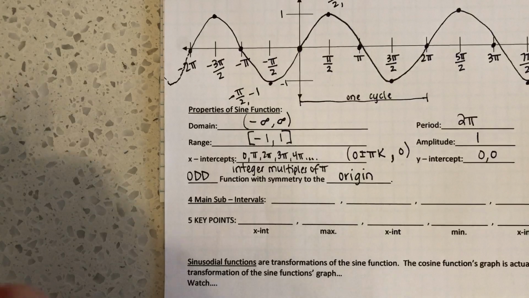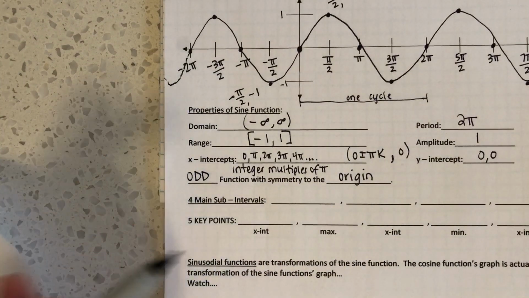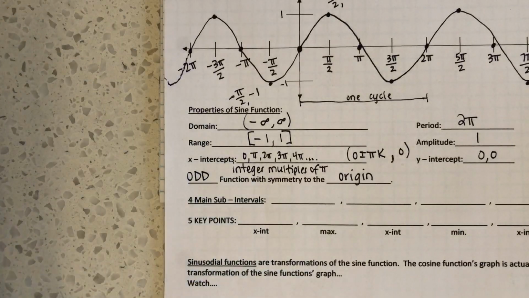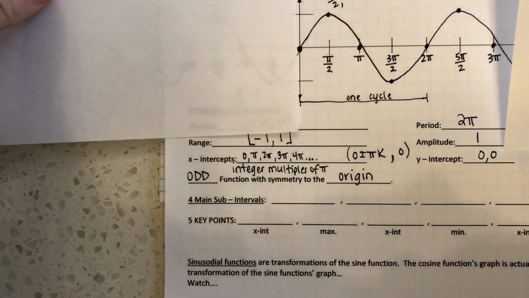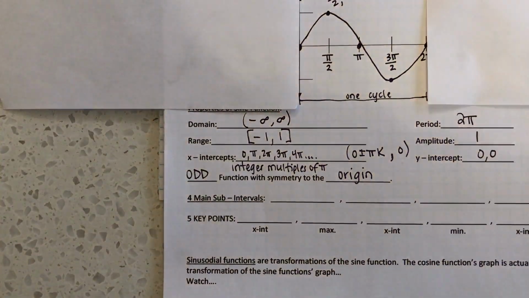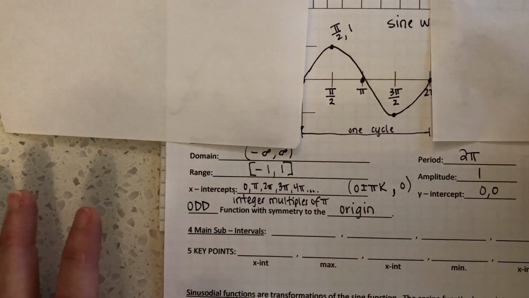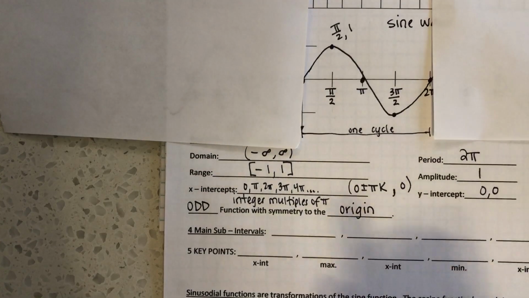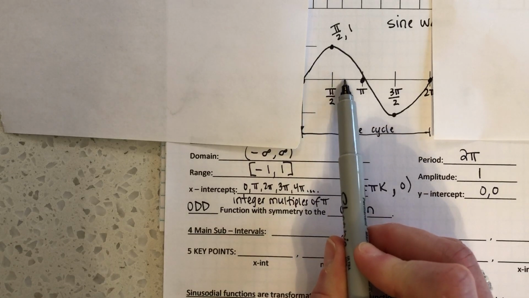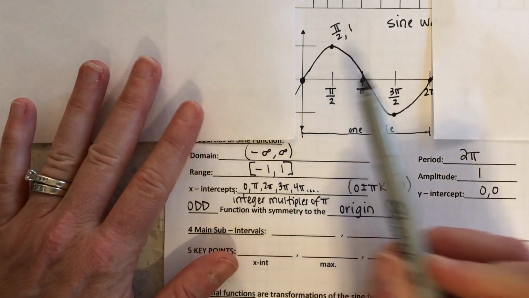Now, if we just concentrate on one cycle from 0 to 2 pi. All right, so if we just focus on that wave right there, let me see if I can move that a little bit. All right, so from 0 to 2 pi, one cycle, one period, it is broken up into 4 subintervals. 1, 2, 3, 4. You have the subinterval from 0 to pi over 2.